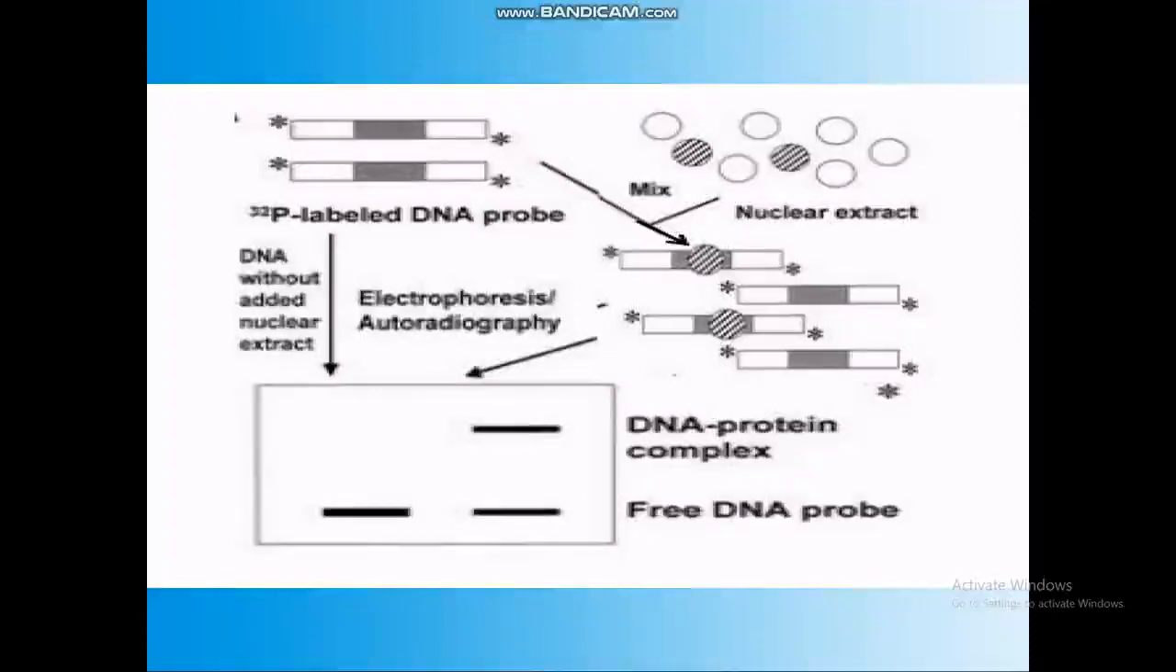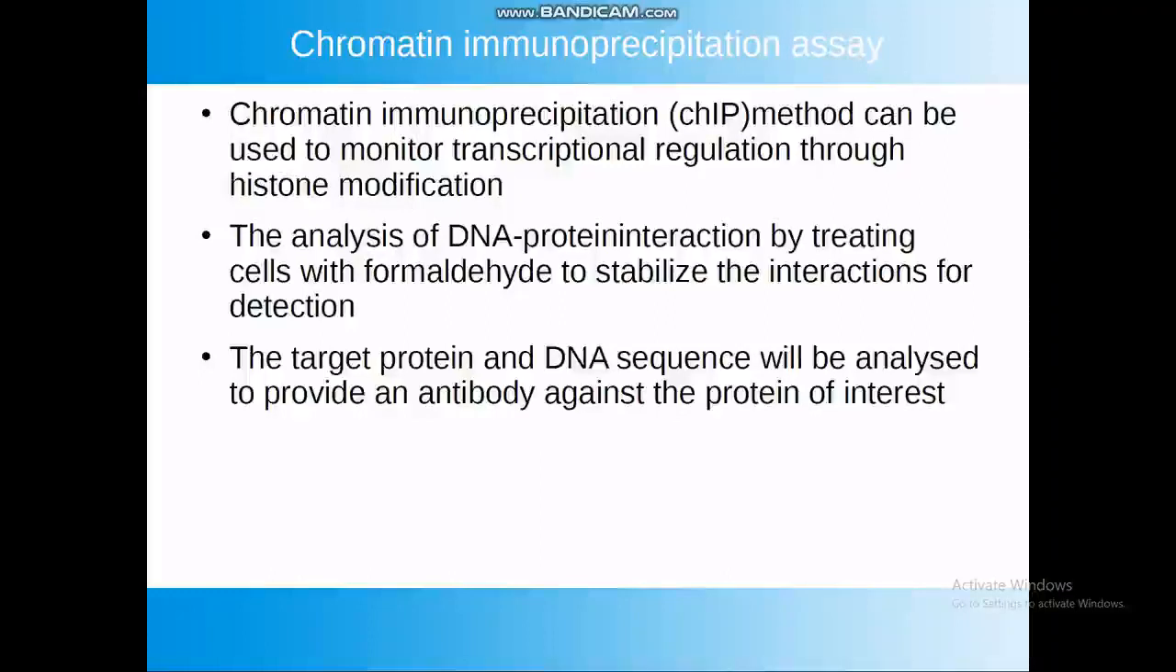Next technique, the chromatin immunoprecipitation assay, the ChIP method. This can be used to monitor transcriptional regulation through histone modification. It analyzes DNA-protein interaction by treating cells with formaldehyde. The treatment of cells with formaldehyde is mainly to stabilize the interactions for detecting the DNA-protein interaction. The target protein and the DNA sequence will be analyzed using an antibody against the protein of interest.